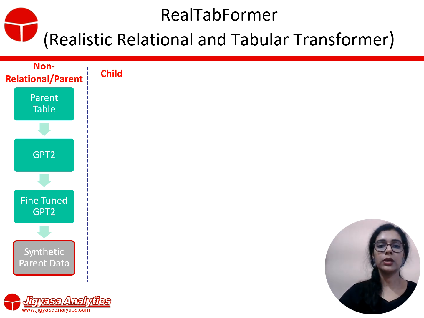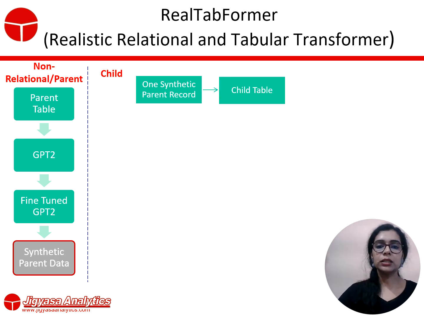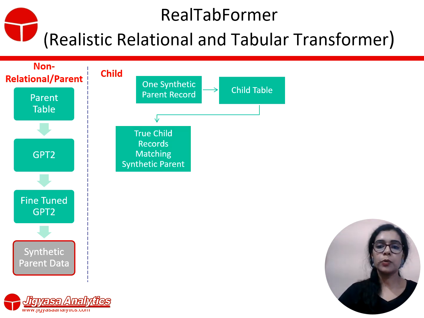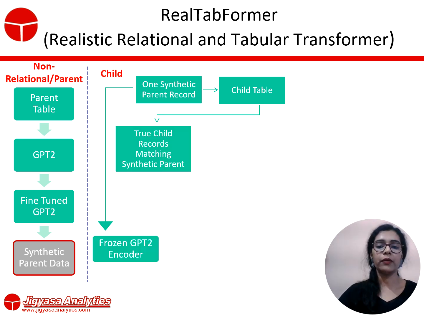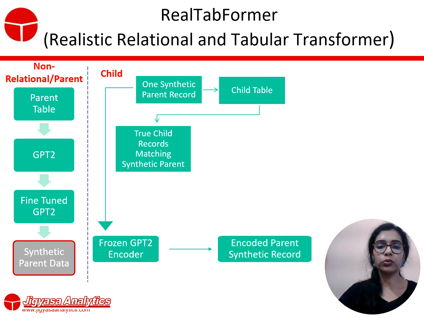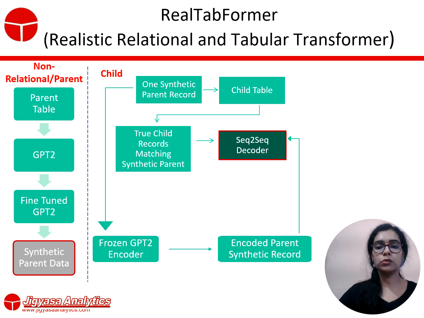Now let's move to the right-hand side, labeled as child. From the synthetic parent records, select one synthetic parent record and use it to query the child table. We collect the true child records that correspond to the synthetic parent, and we use the fine-tuned GPT-2 model from the left side as a frozen encoder to encode the synthetic parent record. The true child records are fed to the sequence-to-sequence decoder along with the synthetic parent record, which then generates the synthetic child records.